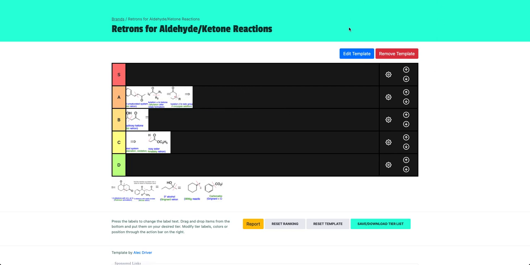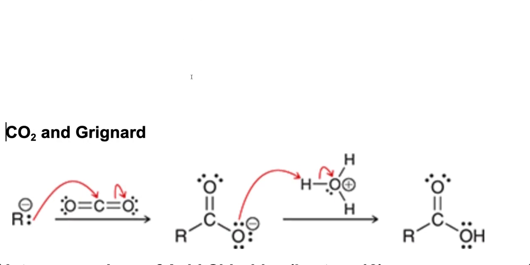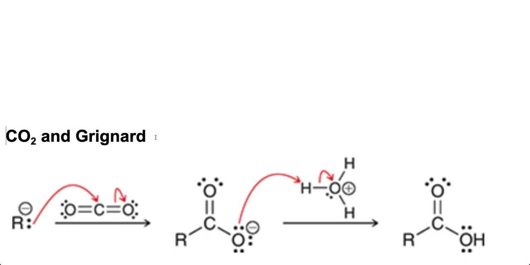The next reaction, though, is going to be, as I just mentioned, Grignard, but with CO2. You can't see the Grignard reagent, but that essentially creates this R group, and it reacts with carbon dioxide, and it creates a molecule like this. I like Grignard reagents.